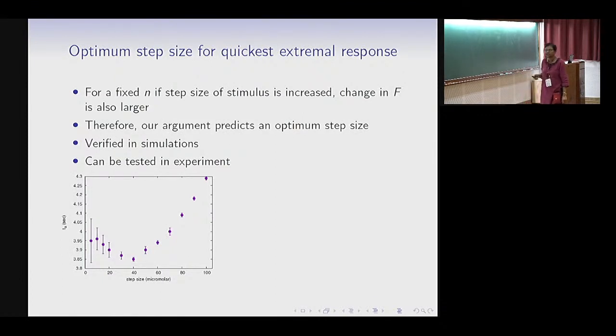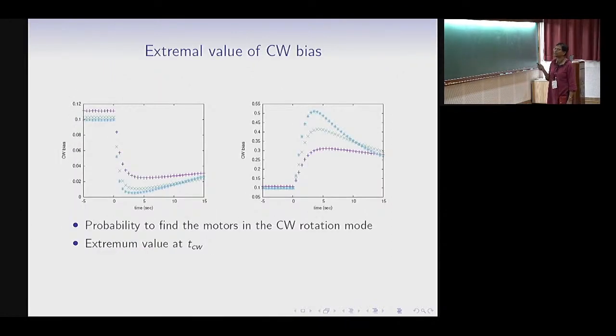And indeed, in our simulation, we verify this. This is for a fixed n, we just change the step size, and you see around 40 micromolar, there is a minimum. And this thing can be easily tested in experiments. It may be slightly more complicated, although not impossible, to vary the cooperative interaction, but you can easily change the step size of the stimulus that you are giving, and then measure how long it takes to reach the optimal value. So this is something which can be easily tested in experiment.